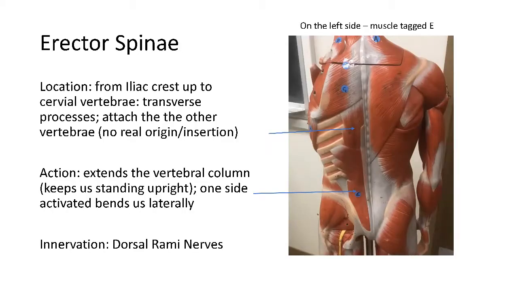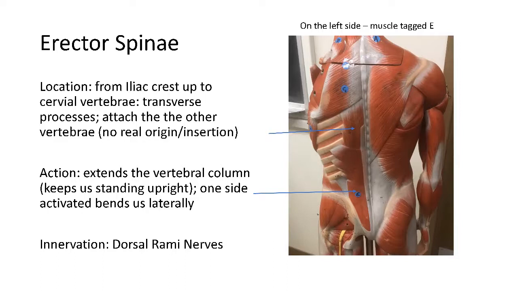So let's look at erector spinae. Instead of doing origin and insertion for this group, we're just going to talk about location, which is from the iliac crest, which is part of the pelvis, and the sacrum all the way up the spine to the transverse processes and the ribs. So it's axial to axial. We think of the action as extending the vertebral column, so it's what keeps you standing upright. And if you activate only one side, it will bend you laterally. And the innervation is the dorsal rami nerves.